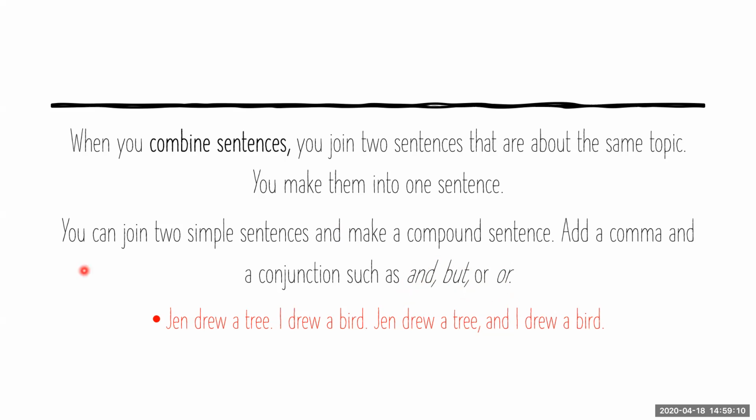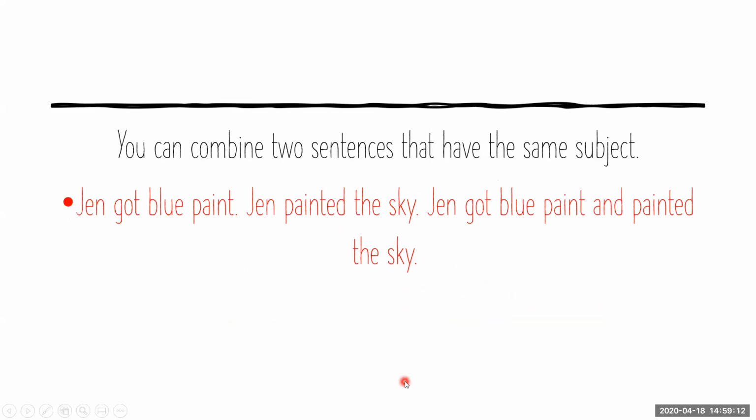Let's go to the next one and see what we have. The second time you can combine sentences is when you can combine two sentences that have the same subject. So remember what a subject is, the person or the object that is being spoken about in the sentence. In this case, my example is again Jen. So Jen got blue paint, full stop. My second sentence, Jen painted the sky. So I've got exactly the same subject, so I can combine them, right?